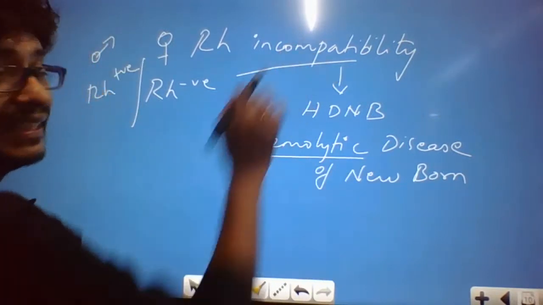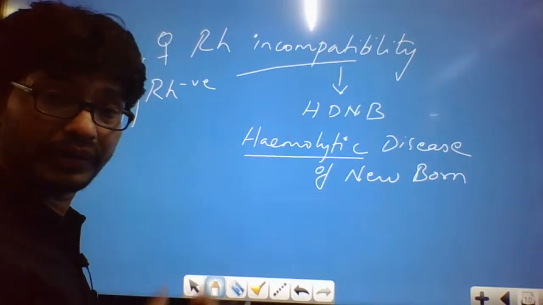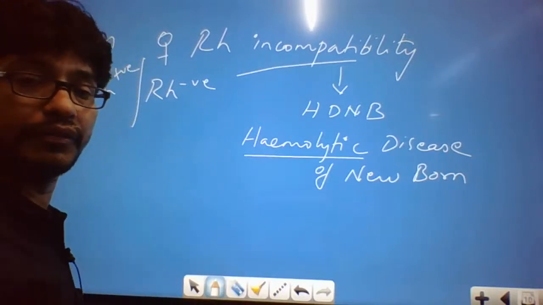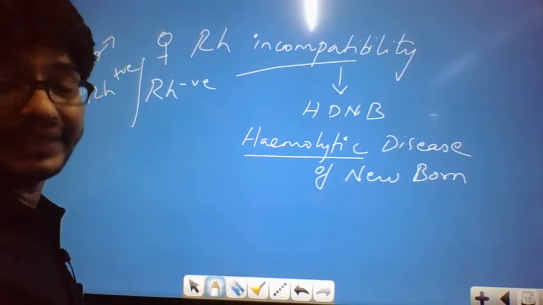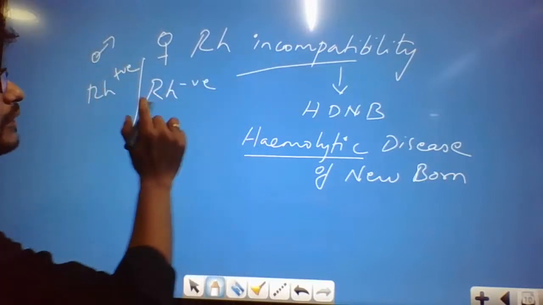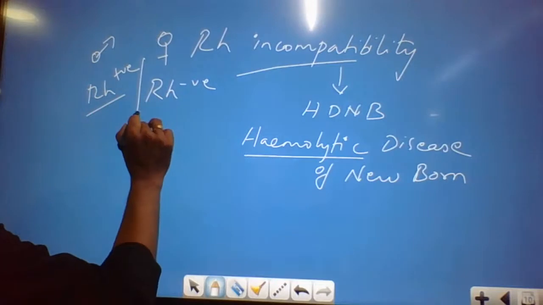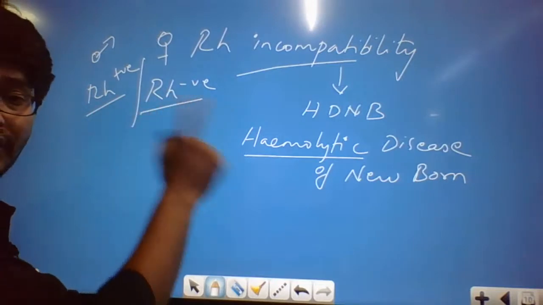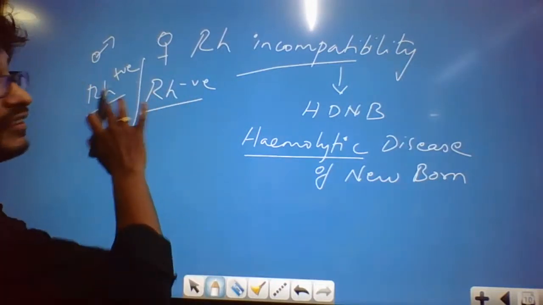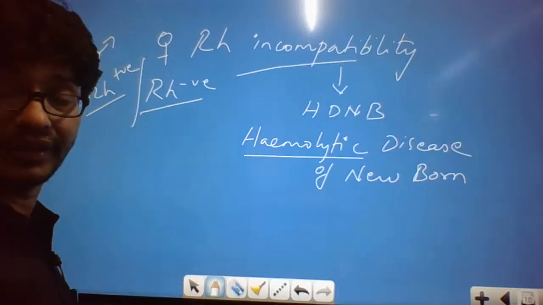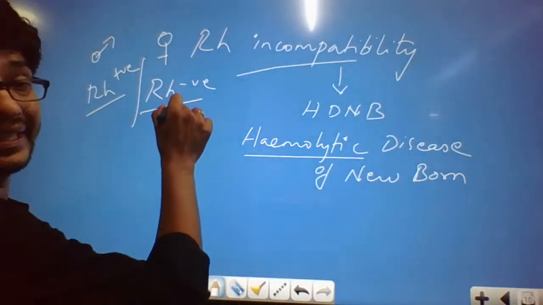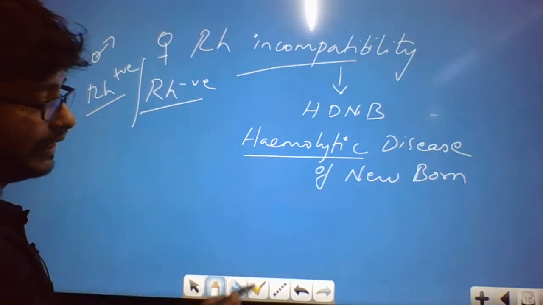Why does this condition occur, why are the RBCs of the baby in the fetus always getting lysed? Because of incompatibility. Now the father is RH positive and the mother is RH negative. These two do not match. The problem is not for the father or the mother. If you ask who has the problem, it is the fetus. Now she is going to get conceived. This woman is going to get conceived.